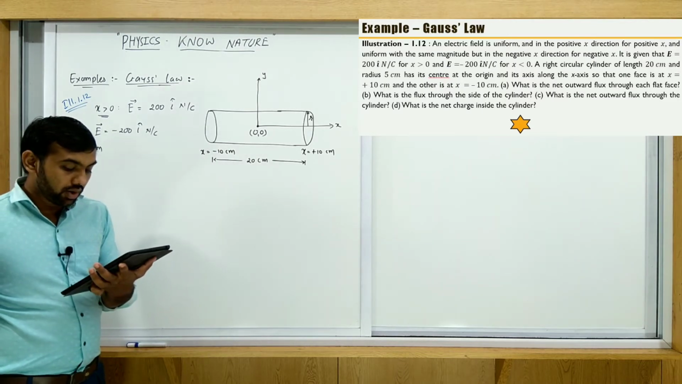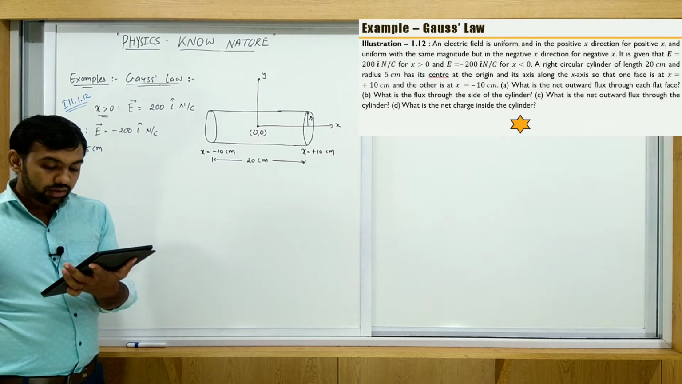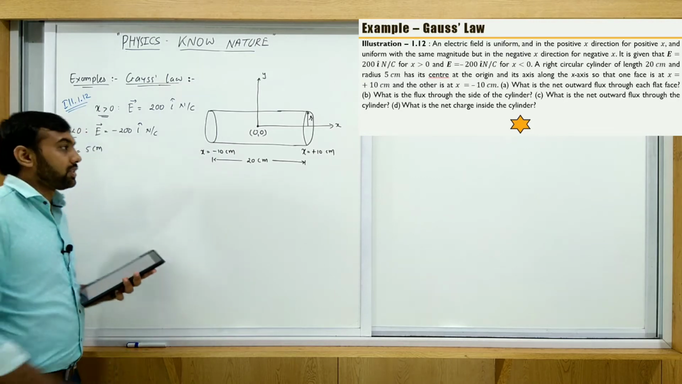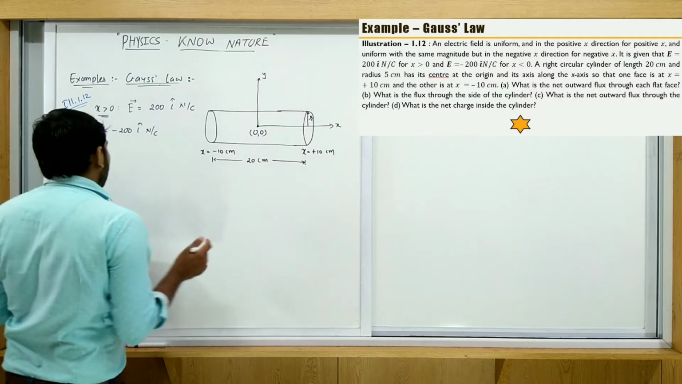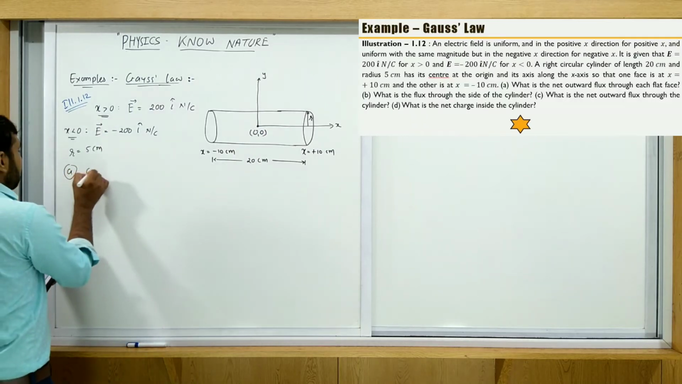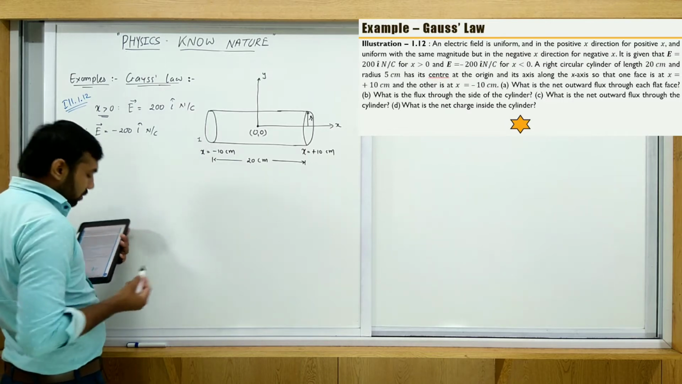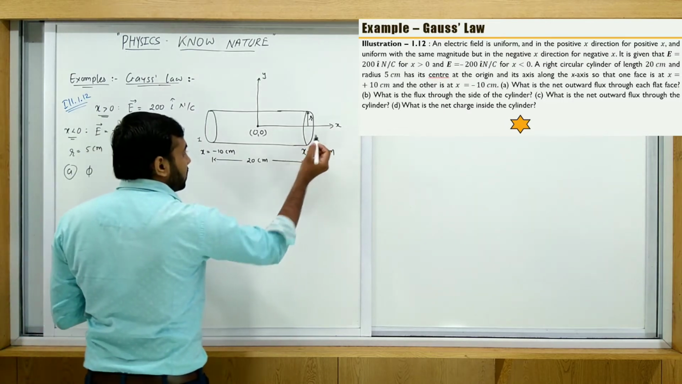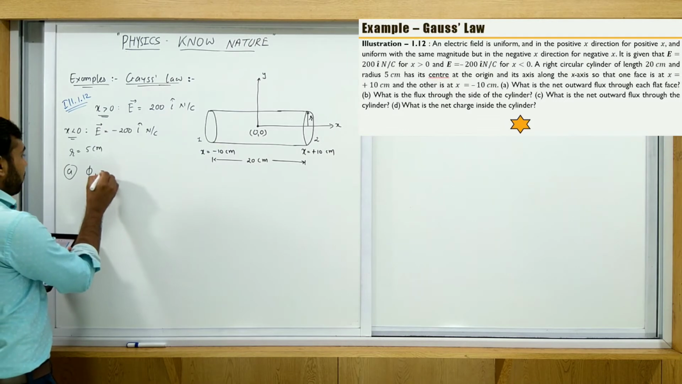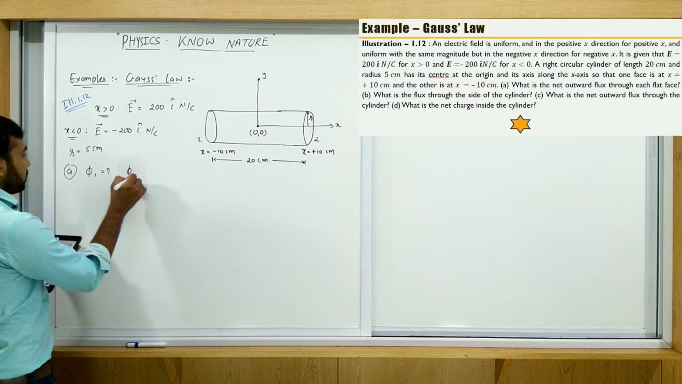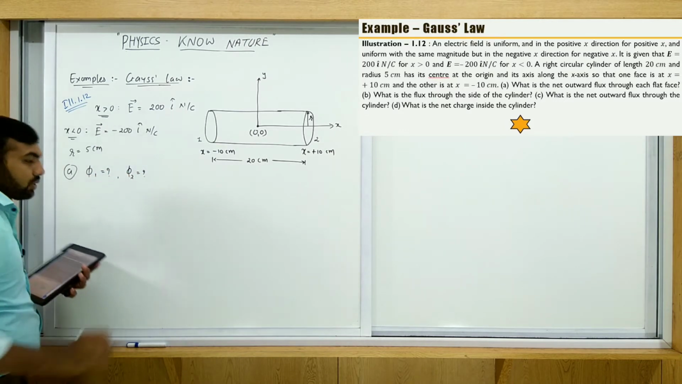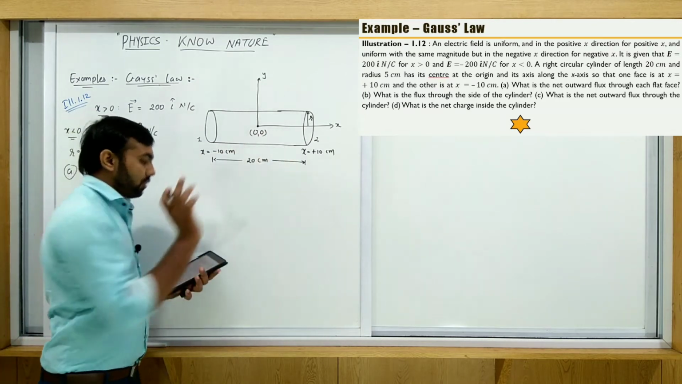Now we have to find out the net outward flux through each of the flat faces, this one and this one. So the first problem is A. Let's give some names to the flat surfaces, surface number 1 and surface number 2. So we have to find out phi 1 is equal to what, phi 2 is equal to what, as per our symbolic form.